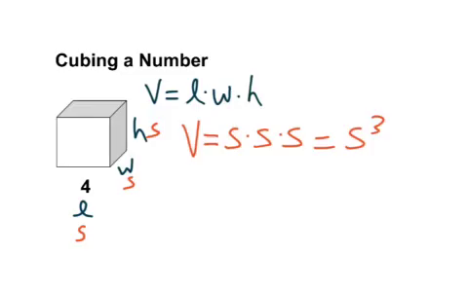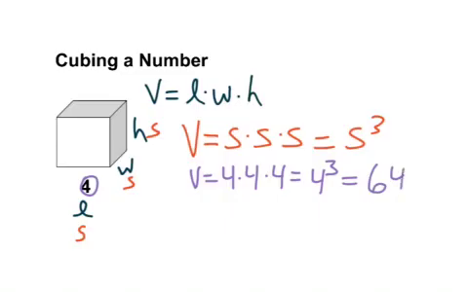So for this problem here with an edge length of 4, to find the volume, I would do 4 times 4 times 4, which is another way of saying 4 cubed. And 4 times 4 times 4 is 64. So the volume of this cube is 64 cubic units.